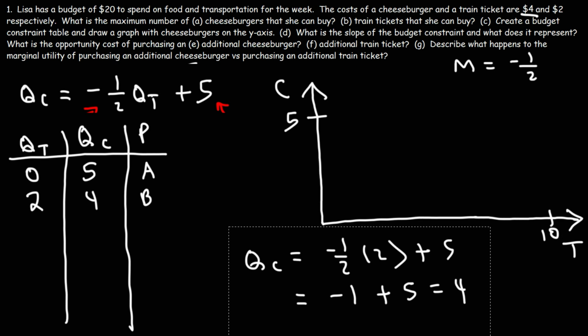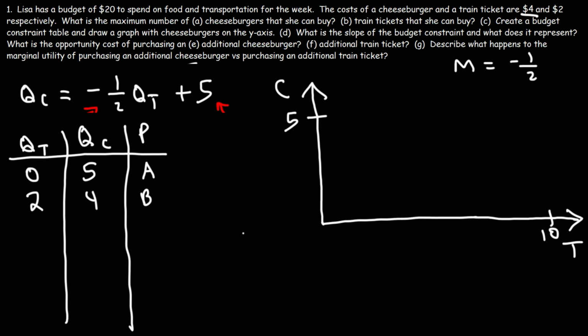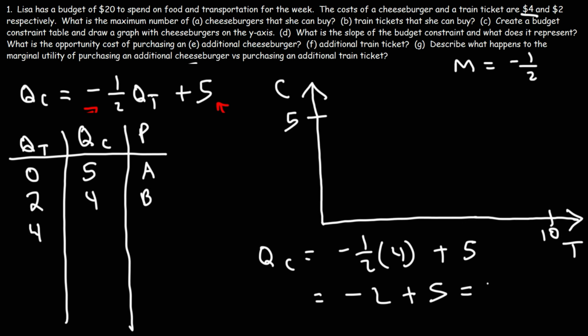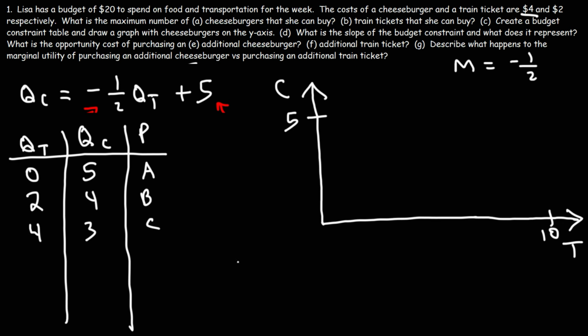Now, let's plug in the next point. Going up by 2, the next one is going to be 4. So if we plug that back into QT, we're going to have QC is equal to negative 1/2 times 4 plus 5. So what is negative 1/2 times 4? 4 divided by negative 2 is negative 2. And negative 2 plus 5 is 3. So this will give us point C. At this point, we could see a trend emerging. Notice that as QT goes up by 2, QC goes down by 1.